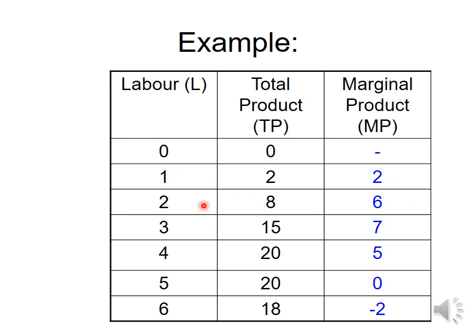So when you hire the next worker, from a total of 2 it increases to 3. You hire one more worker, the total number of workers is 3. Your total product increased from 8 to 15. So the additional worker must have given you an additional 7 units. So this is what marginal product measures. You can look through the rest of the table and do some calculations for yourself.